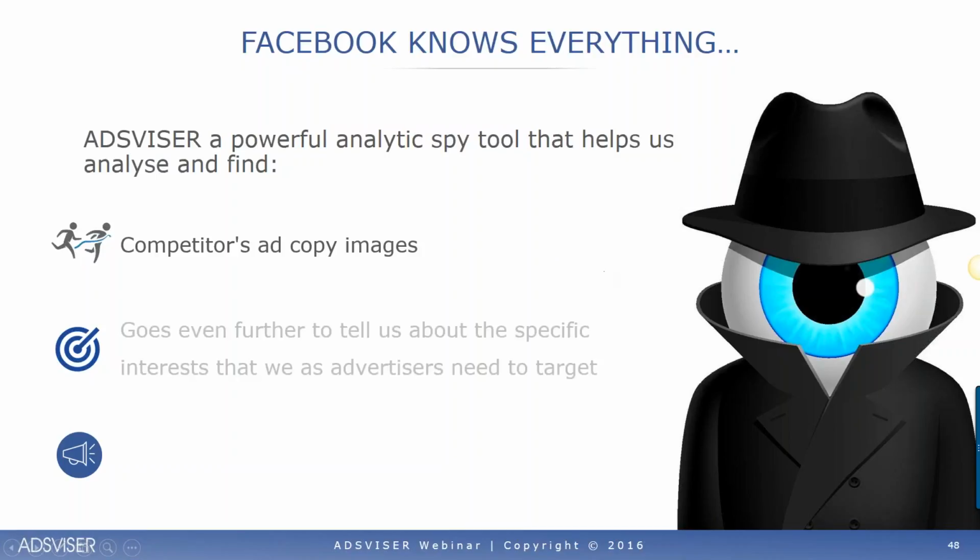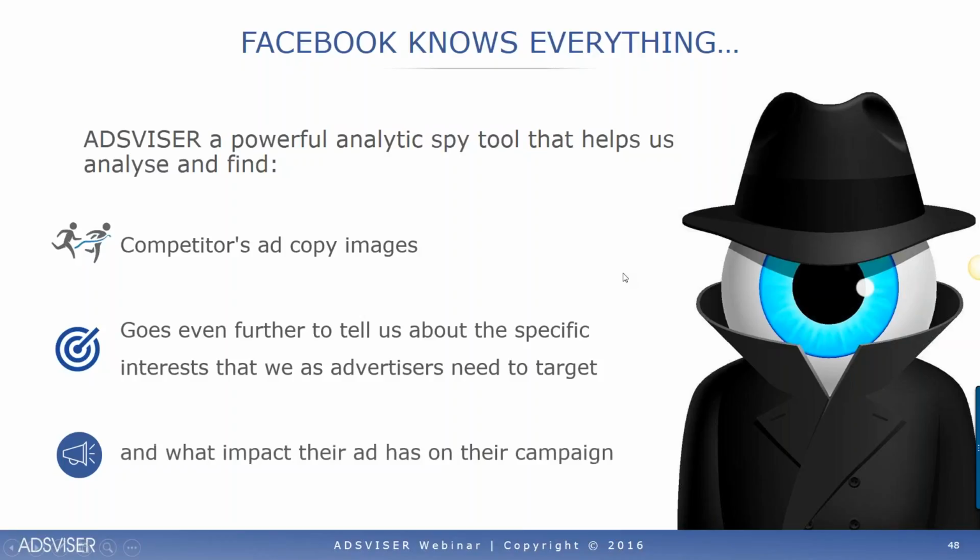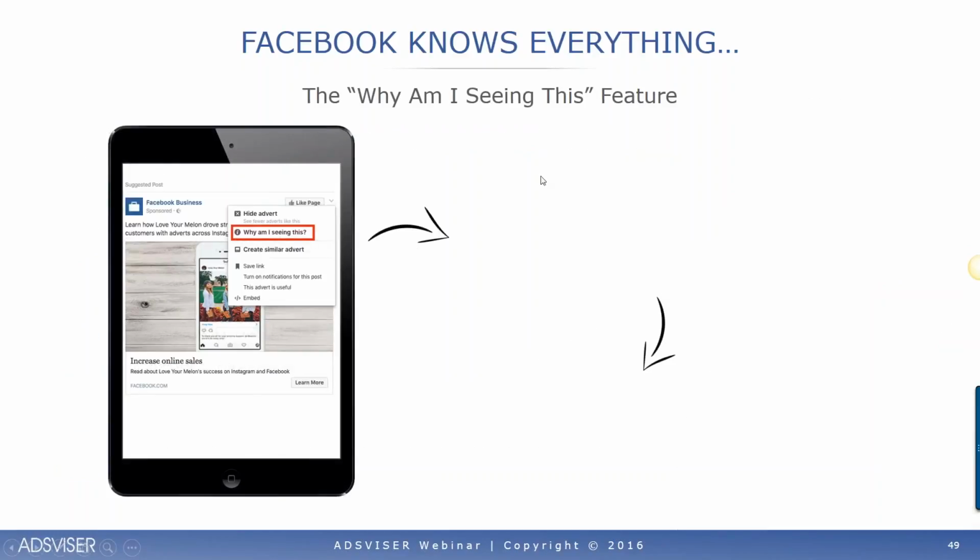Okay, so just jumping to Adsviser for a second. It goes even further to tell us about the specific interests that we as advertisers need to target, and what impact their ad has on their campaign. And that's exactly what we're going to show you. This is the "Why am I seeing this?" feature. This tells you why you're seeing the ads you're seeing.